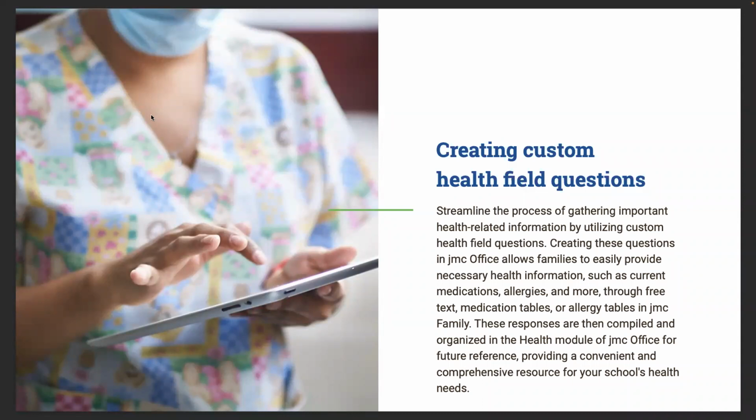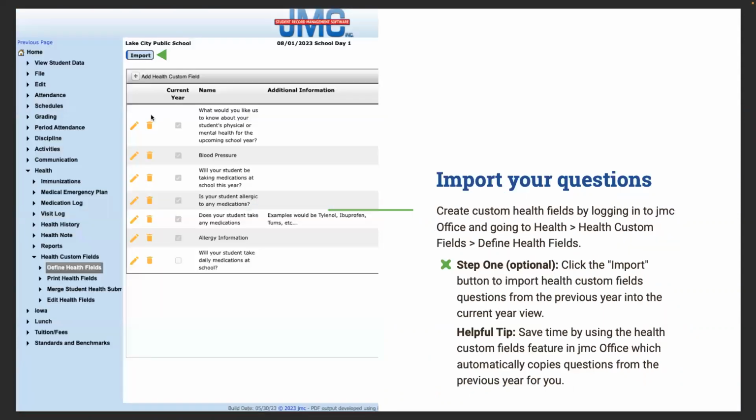Creating these questions in JMC office allows families to easily provide necessary health information such as current medications, allergies, and more through free text, medication tables, or allergy tables in JMC Family. These responses are then compiled and organized in the health module of JMC office for future reference, providing a convenient and comprehensive resource for your school's health needs. So to create custom health fields, you go to health custom fields, define health fields.